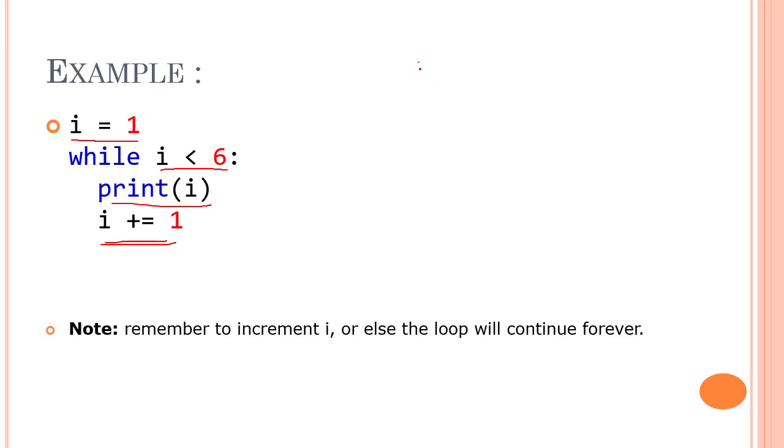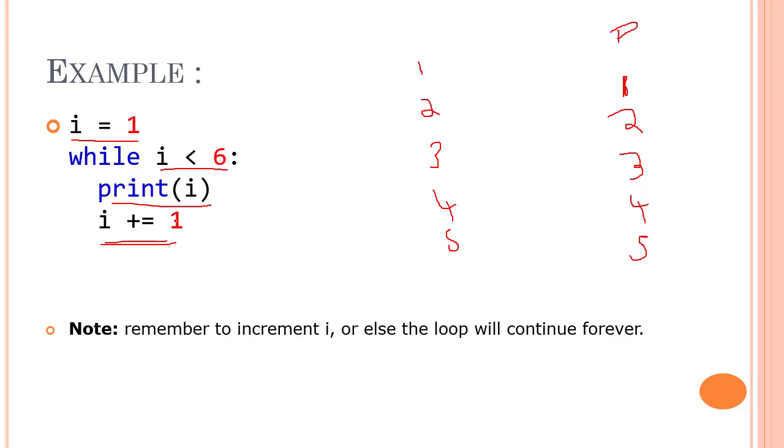So initially i is 1. It is checking, is 1 less than 6? Yes, 1 is less than 6. So over here it will print 1. Now again i is increased to 2. Same thing, it's going to see that 2 is less than 6, so it's going to print 2, increase to 3, print 3, then 4, 5.